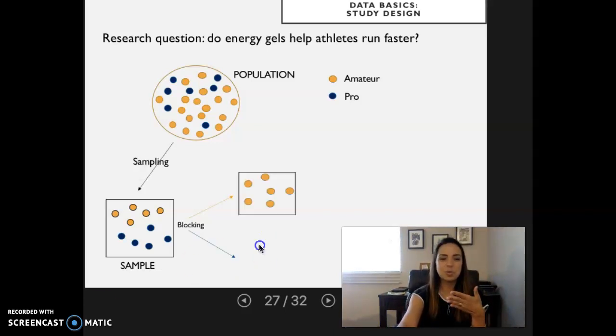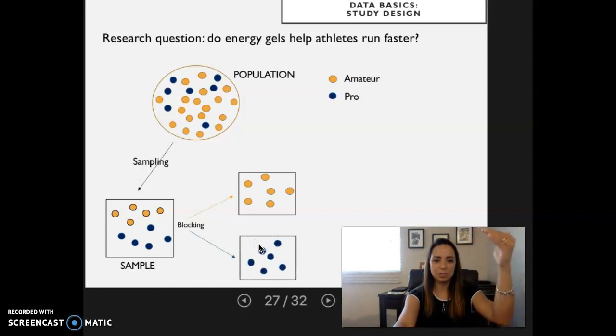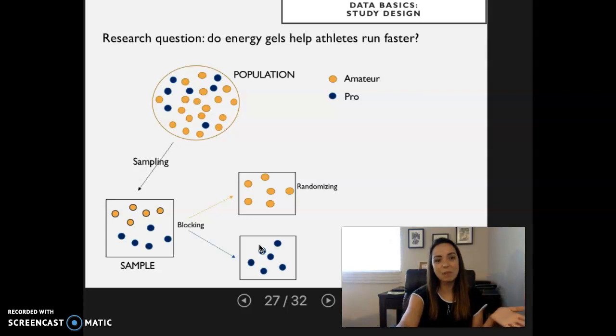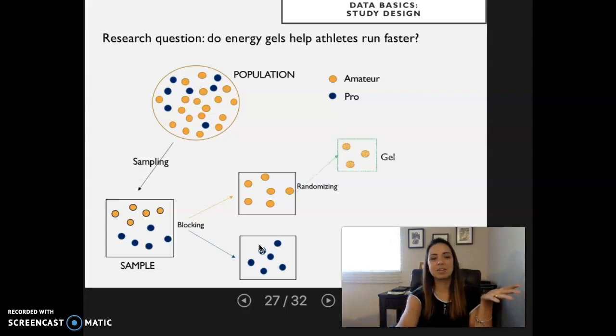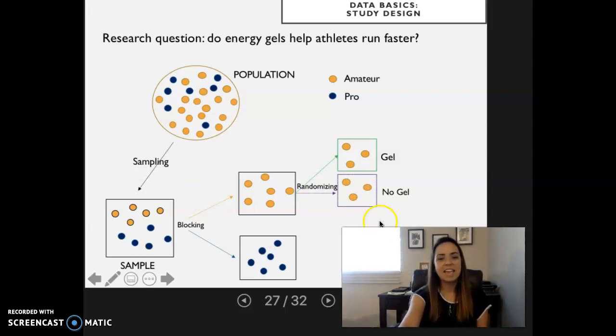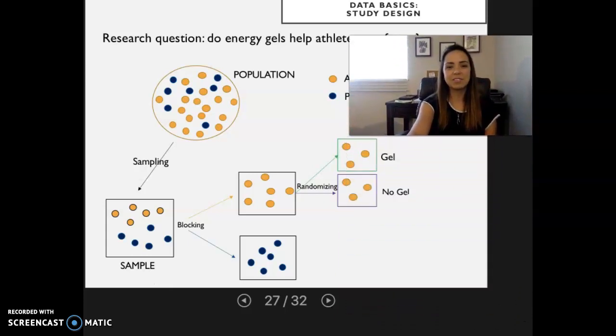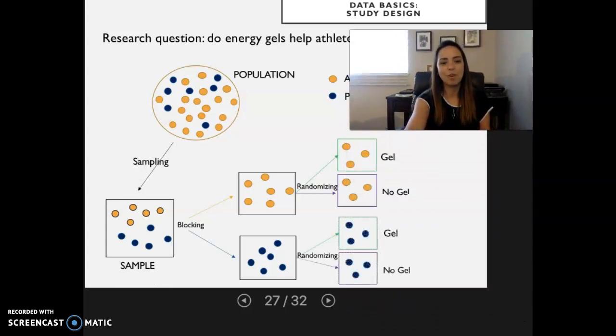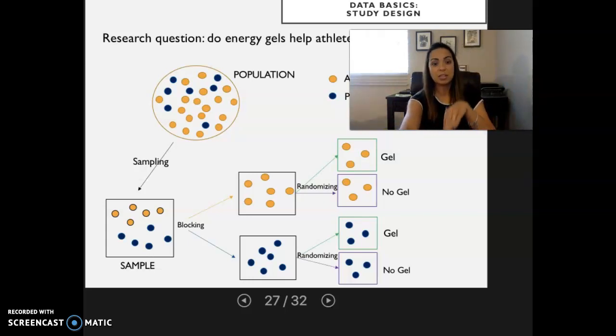So what we do, we get these people, and we get amateurs in one group and pros in another group. And then I randomize. I randomize the amateurs into a group that receives gel and a group that doesn't receive gel. And I do the same thing for the pro group. I assign one group to receive gel, and I assign another one not to receive gel. All right?